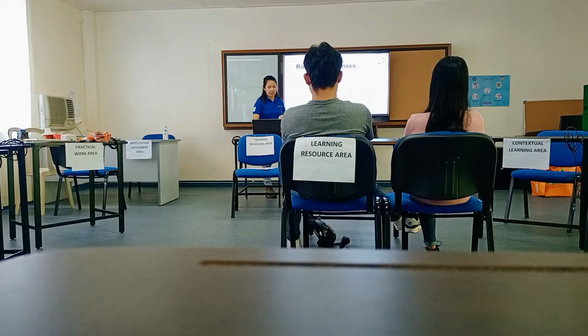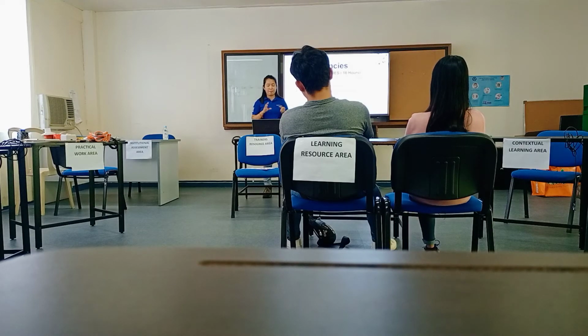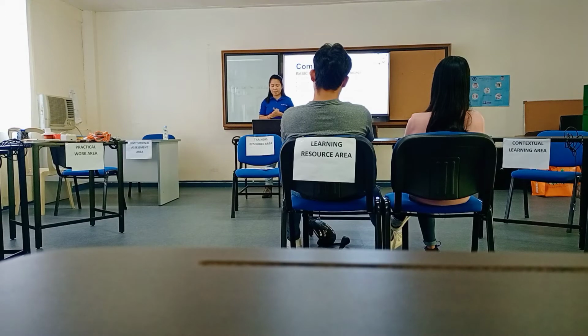Okay, are we clear with the role of the trainees? So let's proceed with the qualifications of Electrical Installation and Maintenance, EIM. It's composed of basic, common, and core competencies. For our basic competencies, with a duration of 18 hours, the following: participate in workplace communication, work in a team environment, practice career professionalism, practice occupational health and safety procedures.